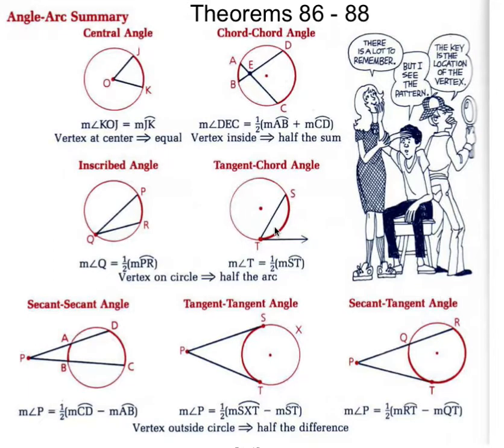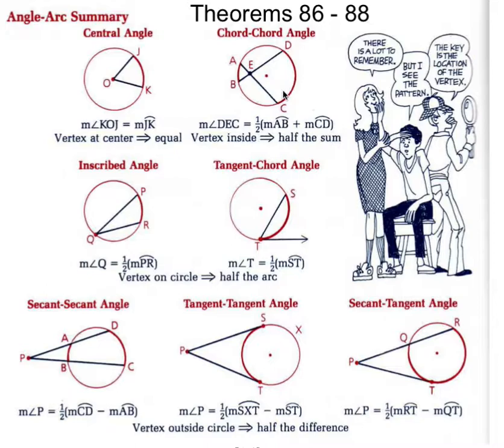Going to talk about section 10.5 and 10.6. What you see on the screen right now is a summary of theorems 86 through 88, and it looks like an awful lot of information. You see that you have a central angle, and as we discussed yesterday, the measure of the central angle is equal to the measure of the arc.